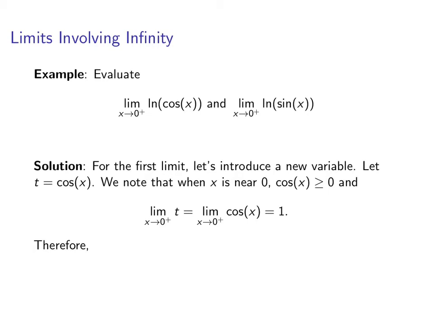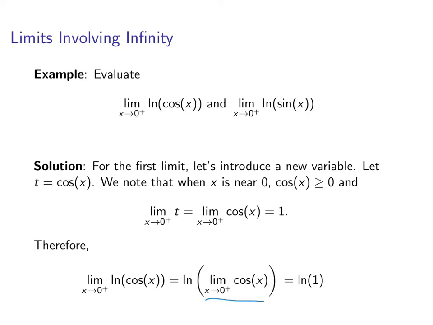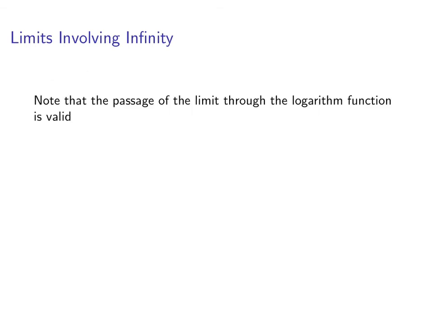So we can conclude that the limit as x approaches 0 from the positive side of log of cosine x is equal to the log of the limit as x approaches 0 from the positive side of cosine x, and that's log of 1. So we've established that this limit on the inside is just equal to 1, and so the whole thing is 0, because log of 1 is 0. Now we should note that our passage of the limit through the logarithm function is valid, and it's because the log function is continuous at x equals 1.